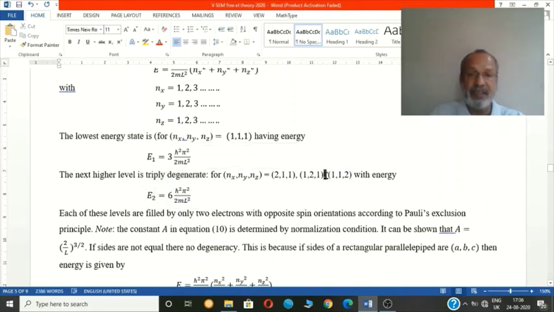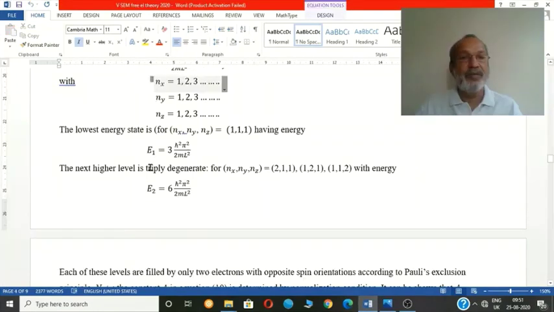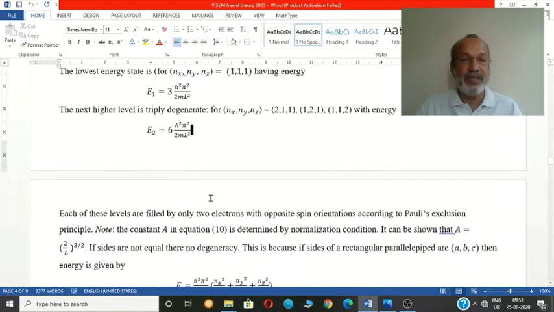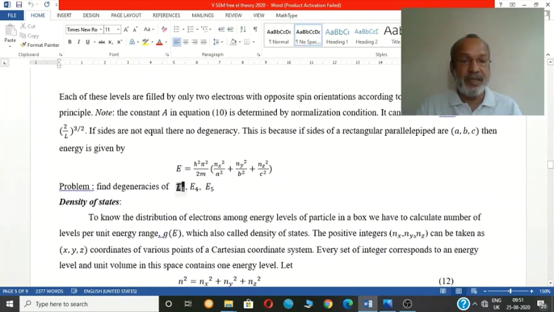These are the three wave functions and they have the same energy. It is called degeneracy. If there are a number of wave functions possible for the same energy, then these wave functions are called degenerate wave functions or degenerate states. So these are the first two energy states. I ask you to calculate the next three, E3, E4 and E5, as a problem, because this is usually asked in entrance examinations. MSc entrance examination, this is a usual question.